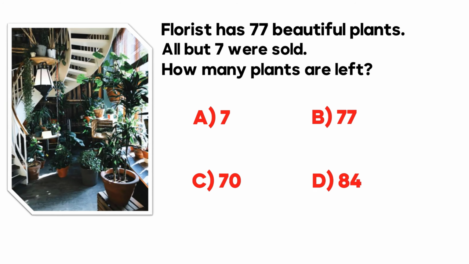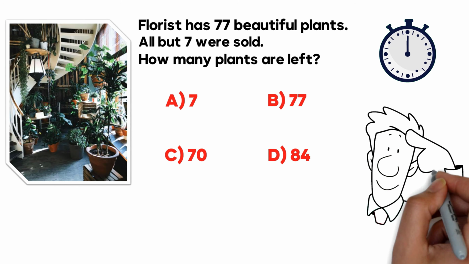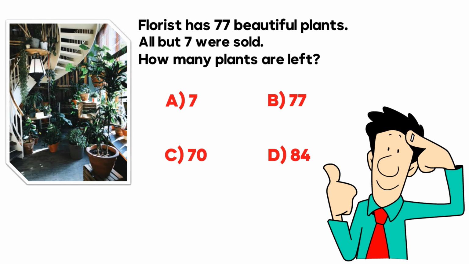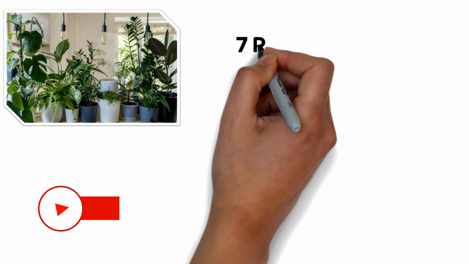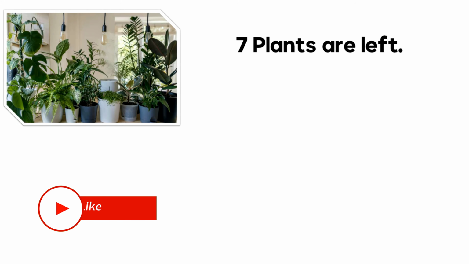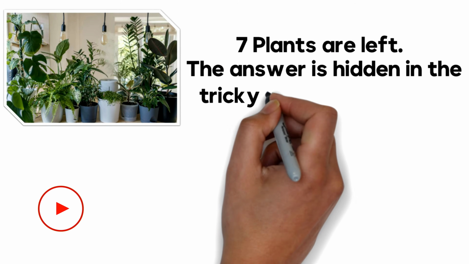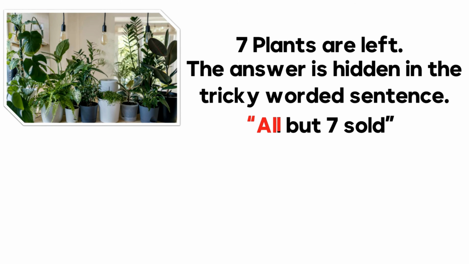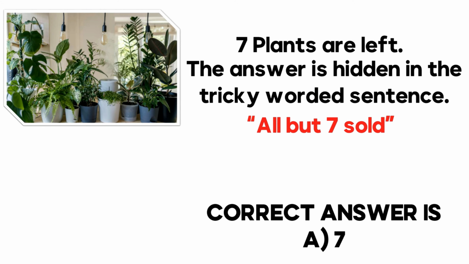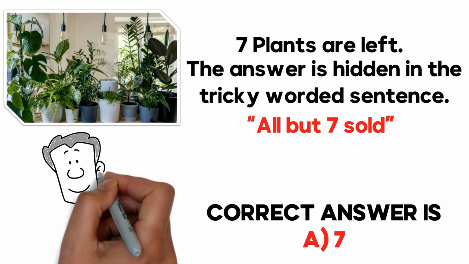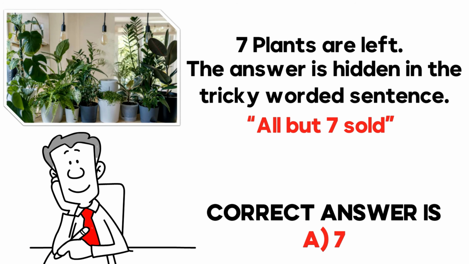Do you think you know the answer? Let's continue to see how we can get to the correct solution together. The answer to this question is very simple. 7 plants are left. The answer is hidden in the tricky worded sentence, all but 7 sold. So the correct answer here is choice A, 7. Hopefully you've read this question correctly, understood it very well, and solved it on your own.